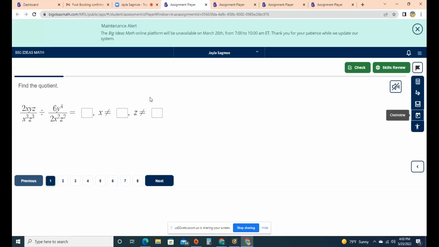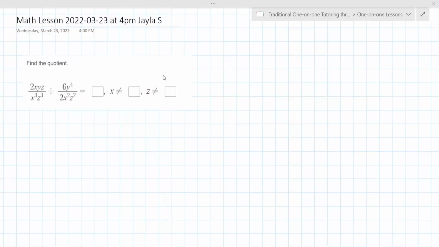All right, so find the quotient. Got it. This one I'll snip and we'll work through it together. I will share my screen. Okay, I'm sharing my screen now.